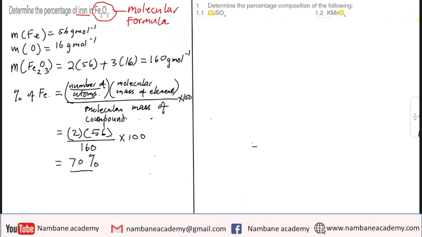Thank you very much. Ladies and gentlemen, I have an exercise here. It says determine the percentage composition of the following, but I just want you to do it for the highlighted elements. So for the first one, we are going to do it for copper. And for the second one, we are going to do it for oxygen.